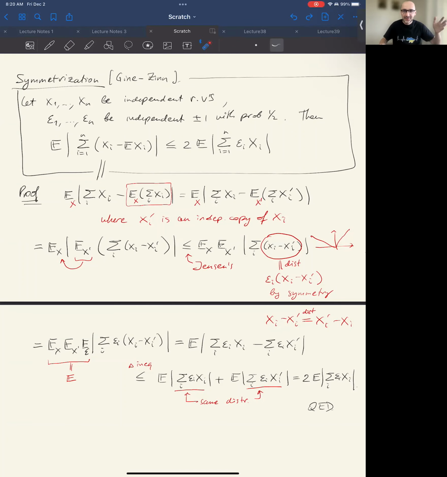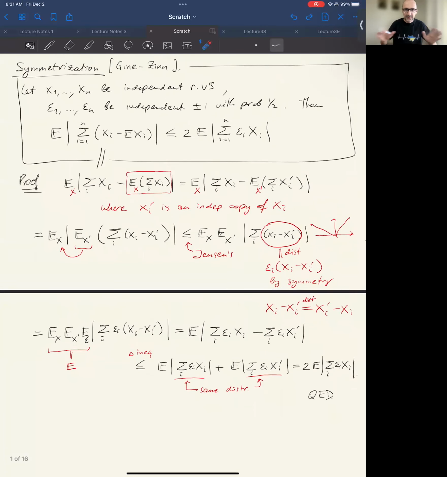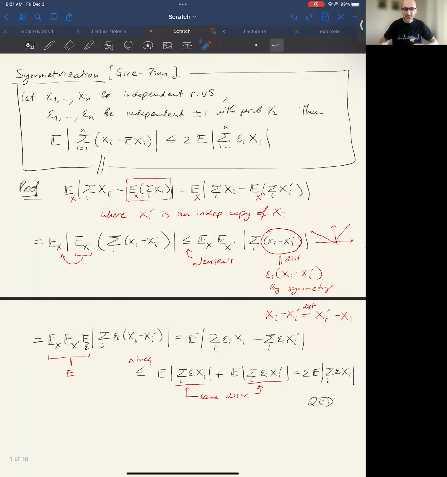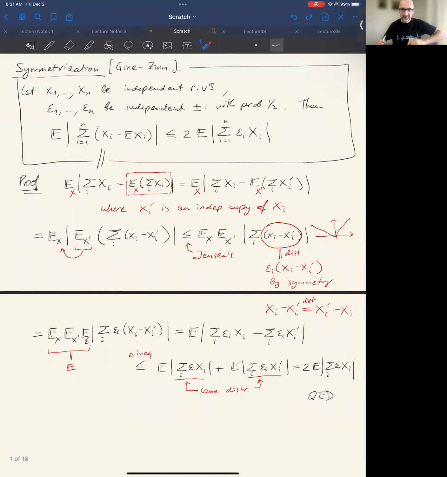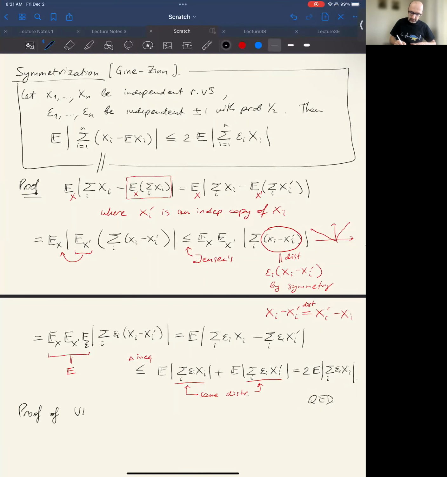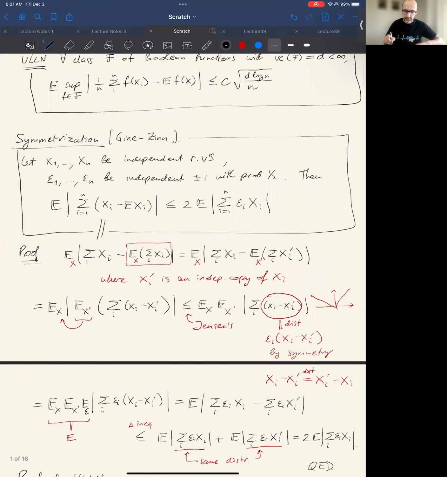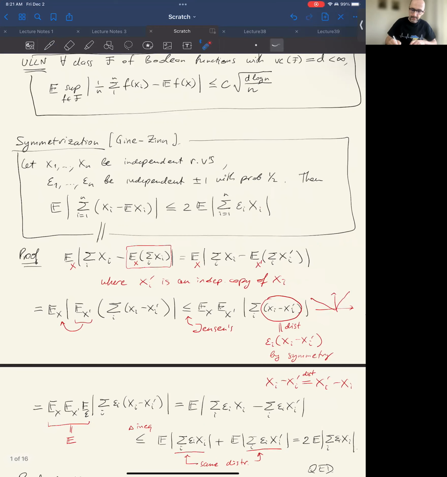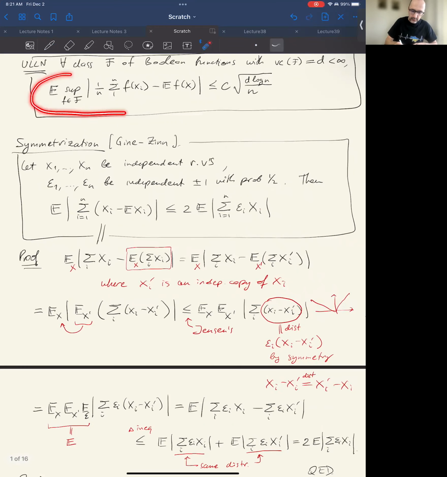So this is how we can reduce the problem about unknown, very complicated distributions to very, very simple distributions, plus or minus ones. We will illustrate this in the proof of the uniform law of large numbers. But this lemma is very general, and I'm glad you know it now. Feel free to use it. Perfect. So now the next thing we'll prove is the uniform law of large numbers, unless you have questions about this lemma. Good. Okay. So we'll prove this.